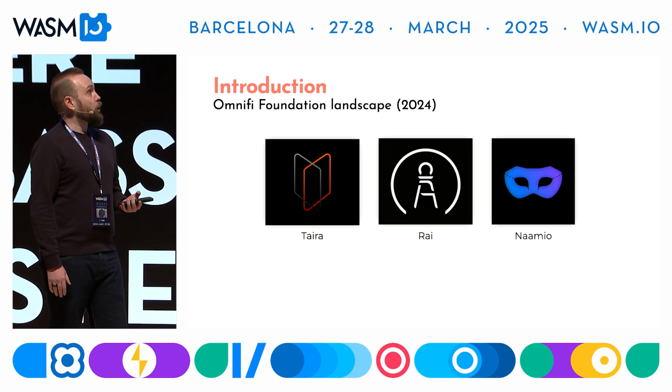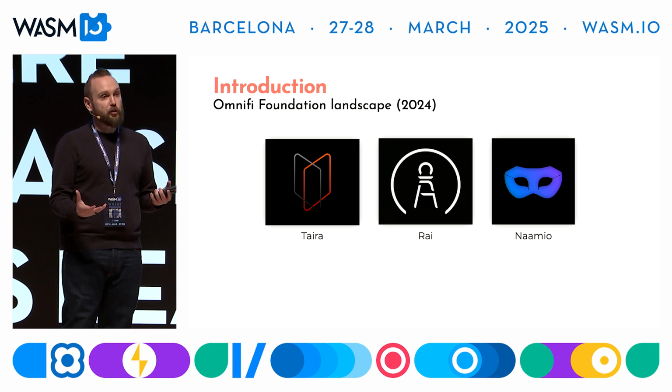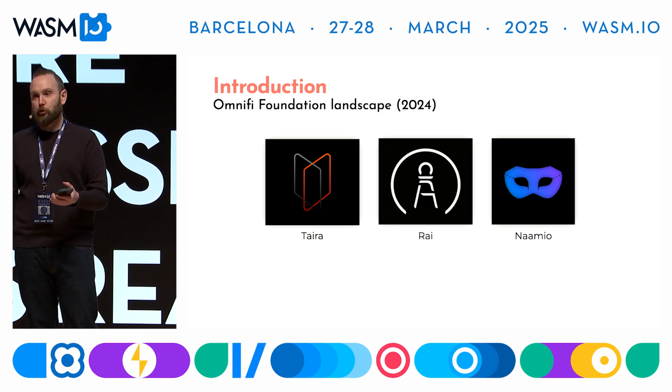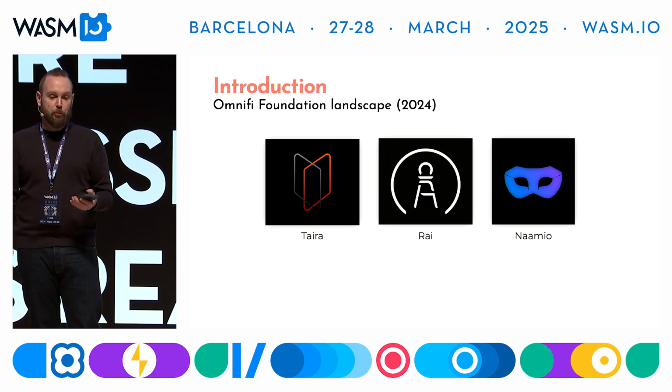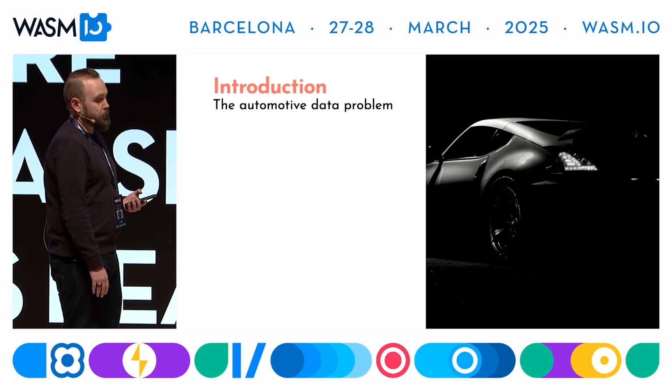And then finally, Narmio. Narmio is essentially the core component of both of these projects. It's a data space, essentially. Simply put, it stores your data, stores it in a graph, and allows it to be retrieved. But we're doing something pretty interesting with Narmio for the automotive industry.